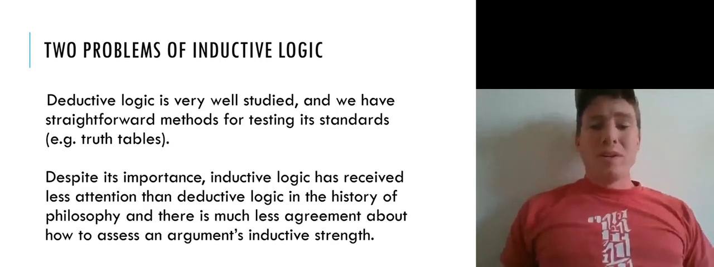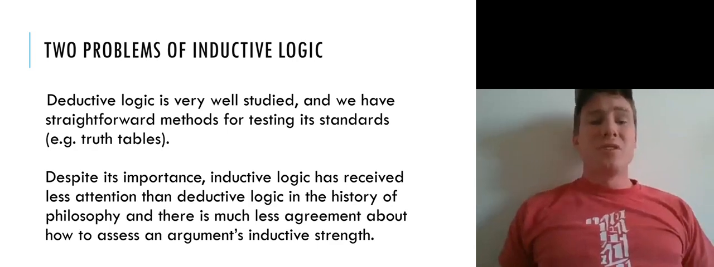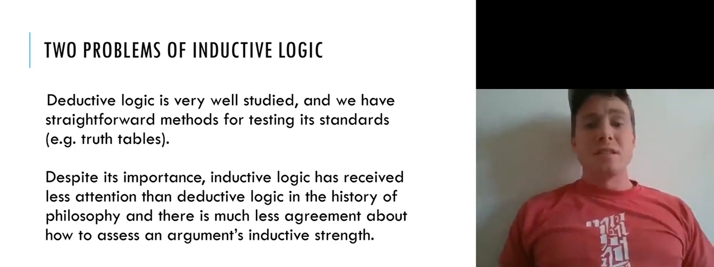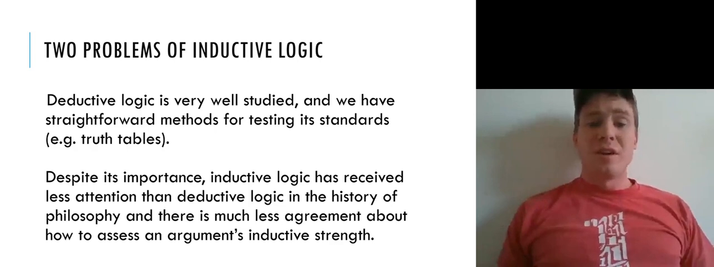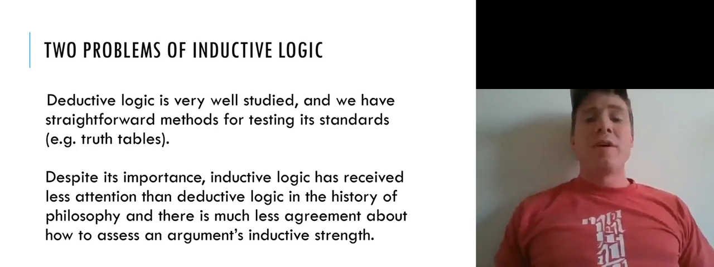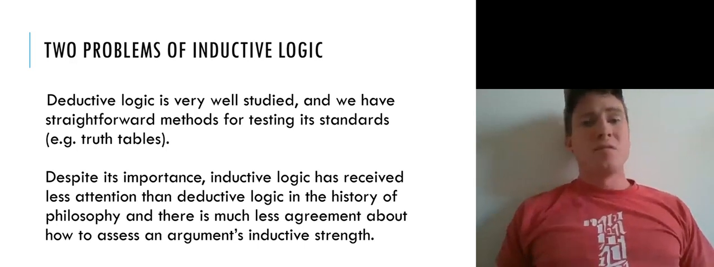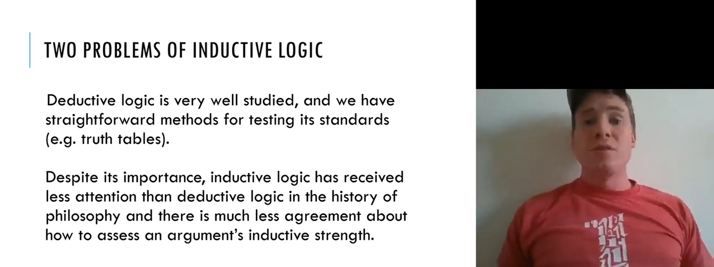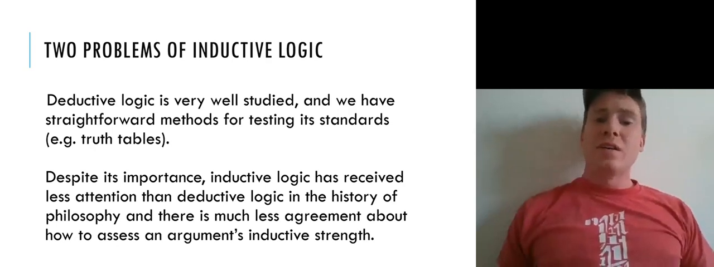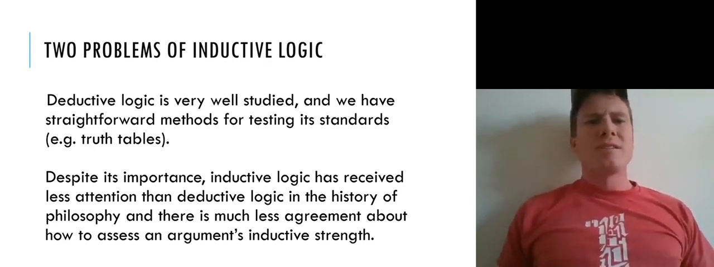Now, despite its importance, inductive logic has received considerably less attention than deductive logic in the history of philosophy, and there's much less agreement about how to assess an argument's inductive strength. So in the case of validity, we have agreement on a method like using truth tables to figure out whether an argument is valid. It's a lot less clear how we figure out exactly what an argument's inductive strength is.